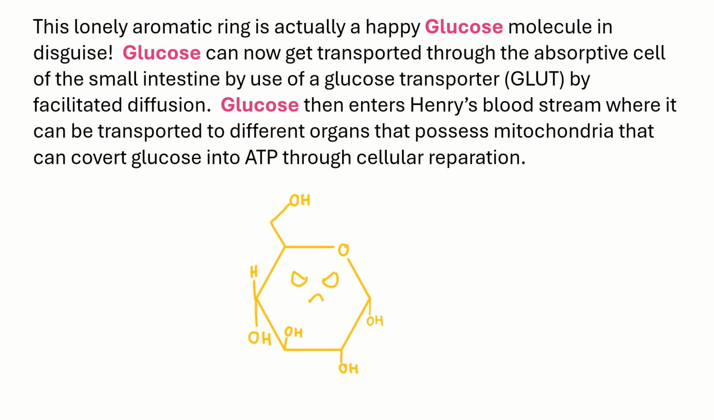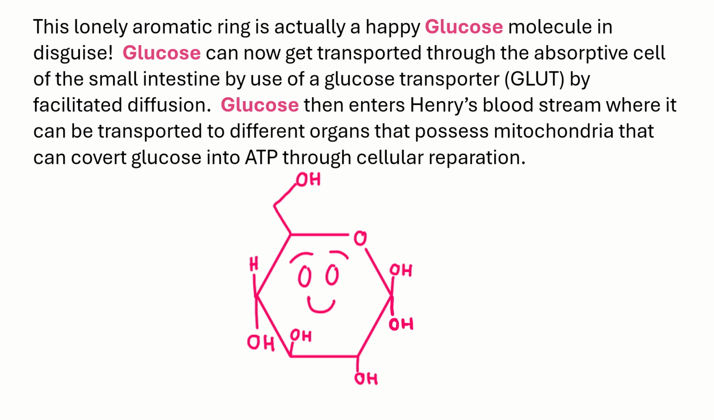So this lonely aromatic ring is actually happy glucose. So this is the happy glucose molecule that was in disguise. Glucose can now get transported through the absorptive cell of the small intestine by use of a glucose transporter, GLUT, by facilitated diffusion. Glucose then enters Henry's bloodstream, where it can be transported to different organs that possess mitochondria that can convert glucose into ATP through cellular respiration. But this amazing reaction isn't done yet.